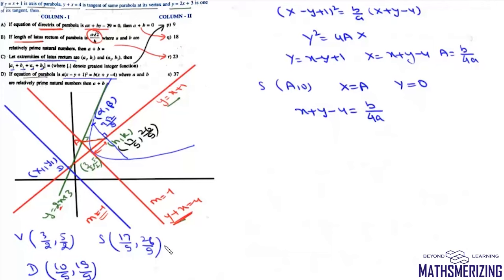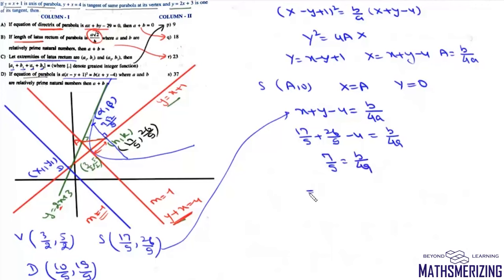Now we already have the focus of this parabola. So focus is at 17 by 9 and 26 by 9. So it will be 17 by 9 plus 26 by 9 minus 4, and this is b upon 4a. So it will be 43 by 9 minus 36 by 9, that is 7 by 9, equals b upon 4a. So we can write b upon a as 28 by 9.